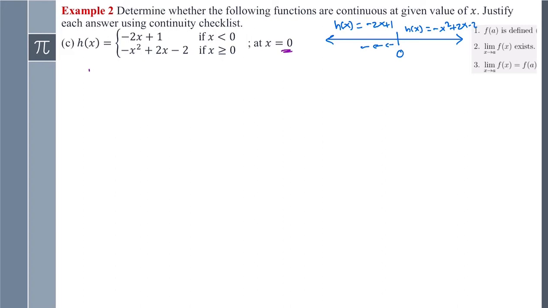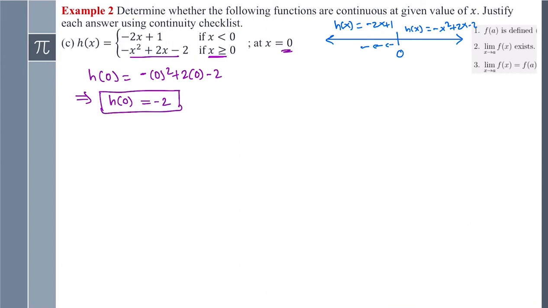So can we find h of 0? To find h of 0, we have to use this second piece of the function because 0 is included here. So we have -0 squared plus 2 times 0 minus 2, and that gives us h of 0 equals -2. So we have the first condition, that is, the function is defined at 0.